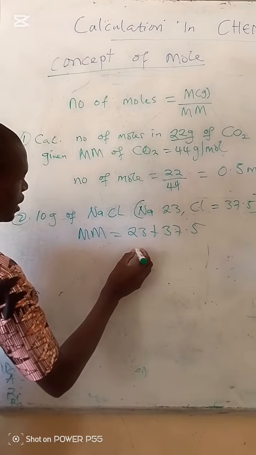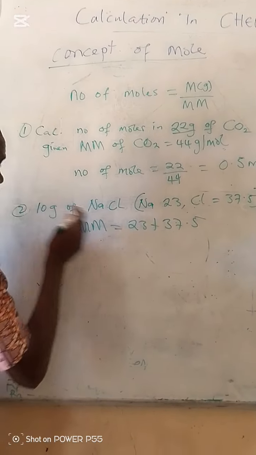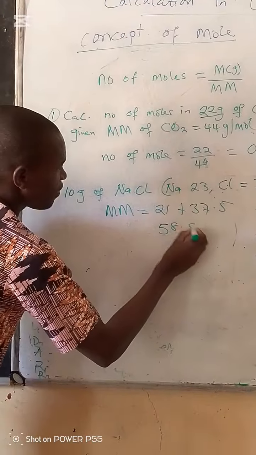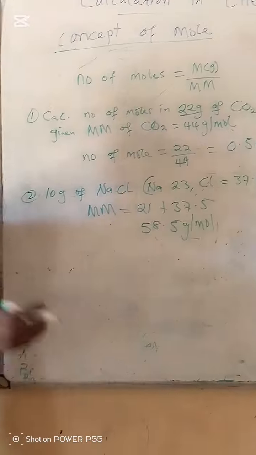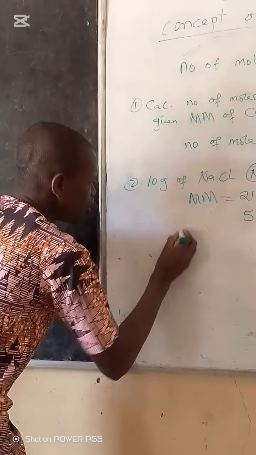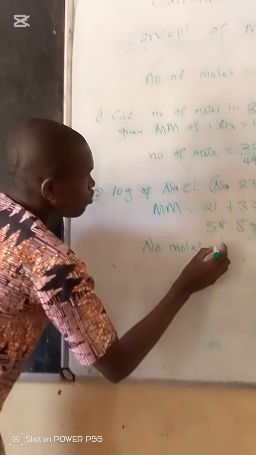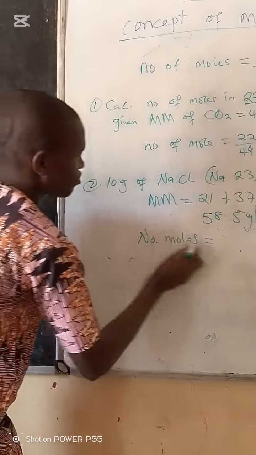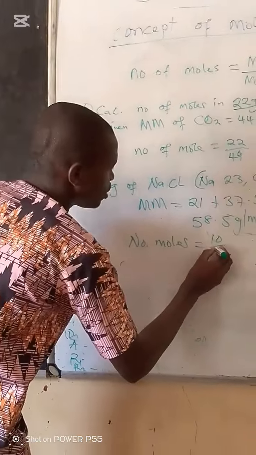This is 59 or 60. No, it's not up to that. Sodium is what? 5 grams per mole. This is the molar mass. So once you calculate the molar mass, what else? Very simple. Number of moles is equal to, what's the mass in grams? 10 divided by what? 58, which is molar mass.